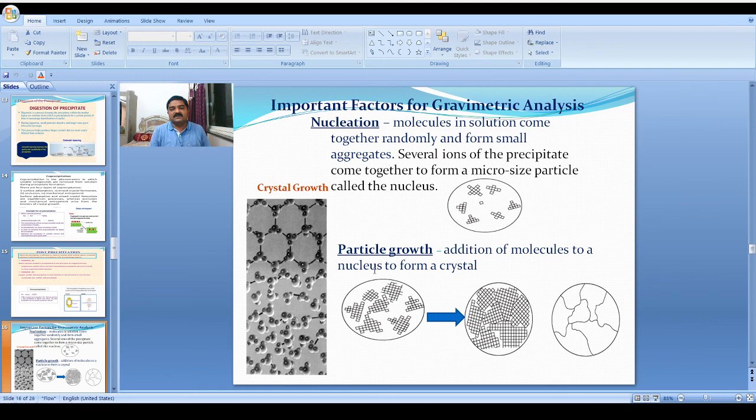Particle growth is the addition of molecules to the nucleus to form the crystal. Here is the figure. In the first figure there is a nucleus, then it again forms an aggregate of these nuclei, and finally gives the big particle.